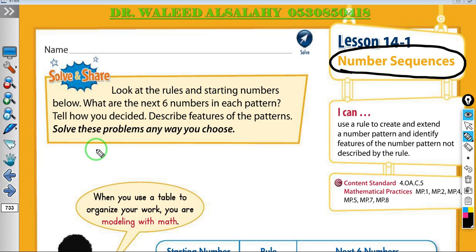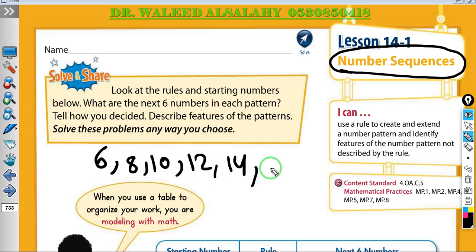It's a group of numbers, like when it starts with 6, and every time we add 2. Add 2, it will be 8. Add 2, it will be 10. Add 2, it will be 12. Add 2, 14. If I ask you about the next number, you will say 16. Why, teacher, 16? Because every time we add 2. So the rule that we are following is add 2.